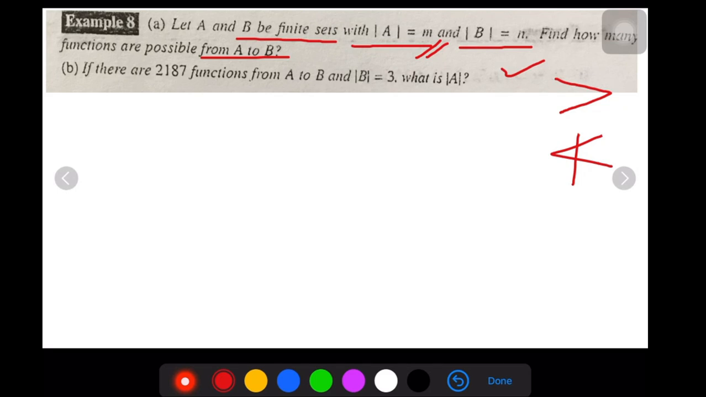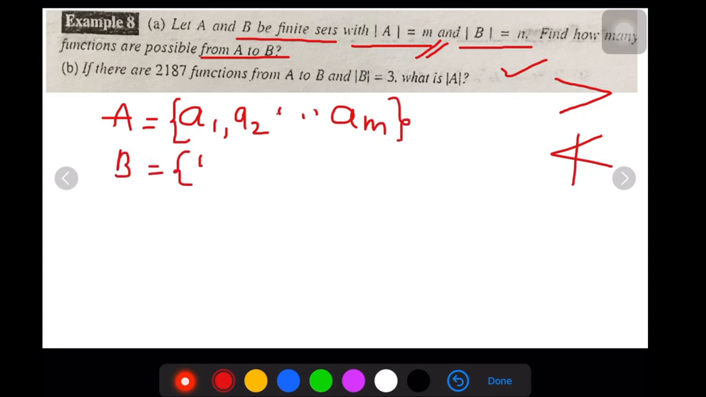With the general statement, let us define what A is. A has m number of elements, so let me call them A1, A2, and so on. The last element is AM. Take the elements of B also: B1, B2, and so on up to Bn. There are n elements in set B. So if I define a function f, then these kinds of relations I can define.